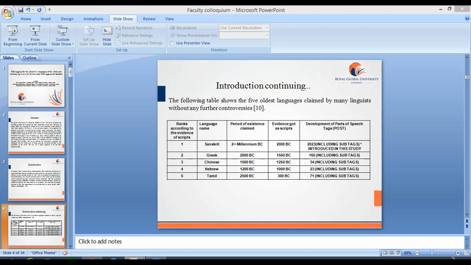In that way, this is the verb again. That is the 90, so 90, and there are six classes. So 90 into 6, that is 540 tags. And this picture is small. Actually, that's why I have shown one picture in a bigger way, so that you can understand.